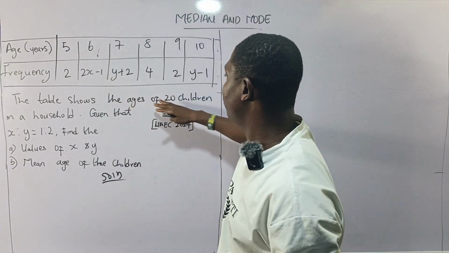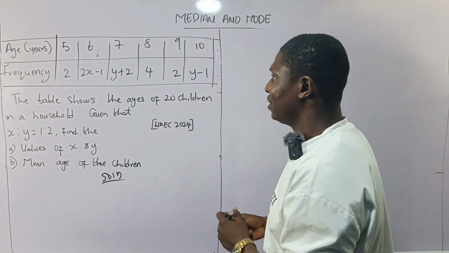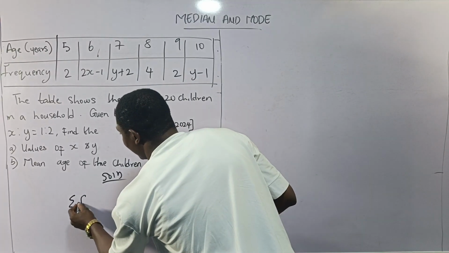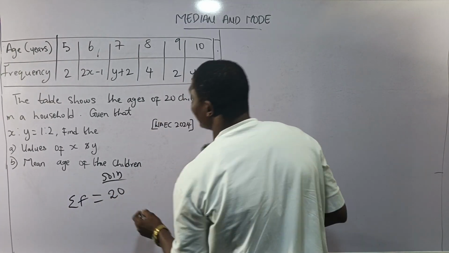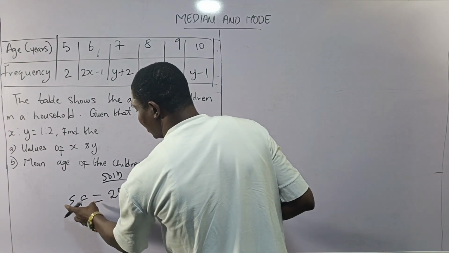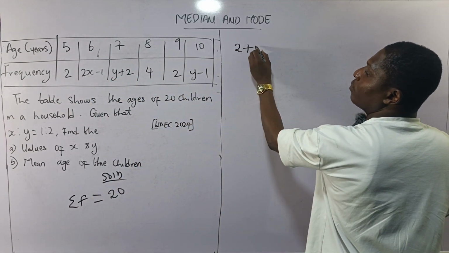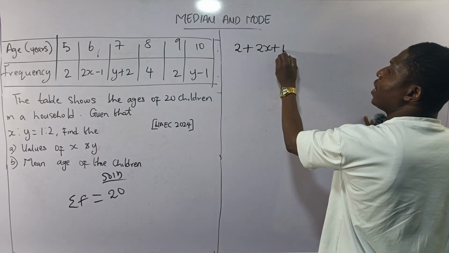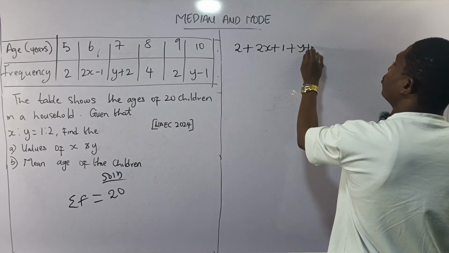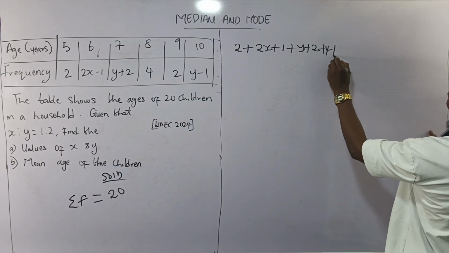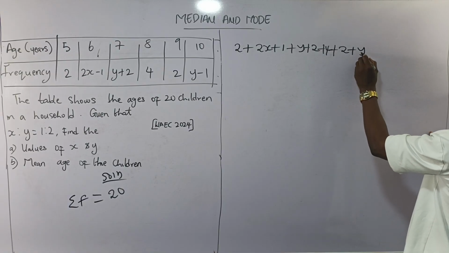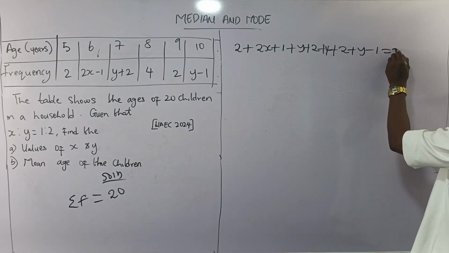Summation of frequency must equal the number of children, which is 20. So we have summation F equals what? 20. So summation F, which is sigma F, is the sum of the frequency. So we simply have 2 plus 2x minus 1 plus y plus 2 plus 4 plus 2 plus y minus 1 will be equal to what?